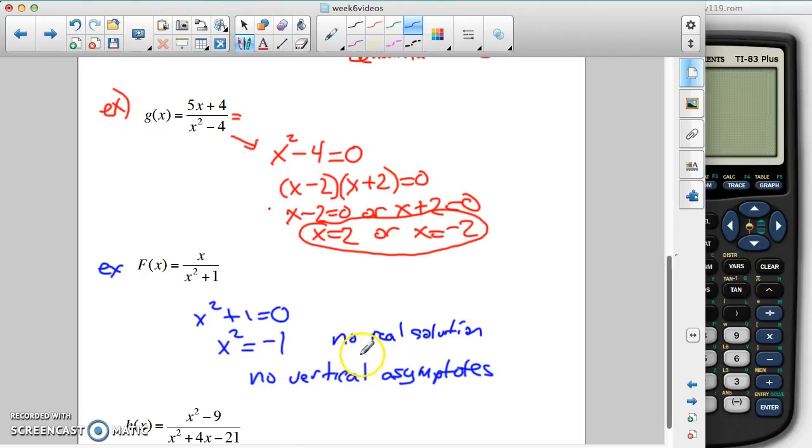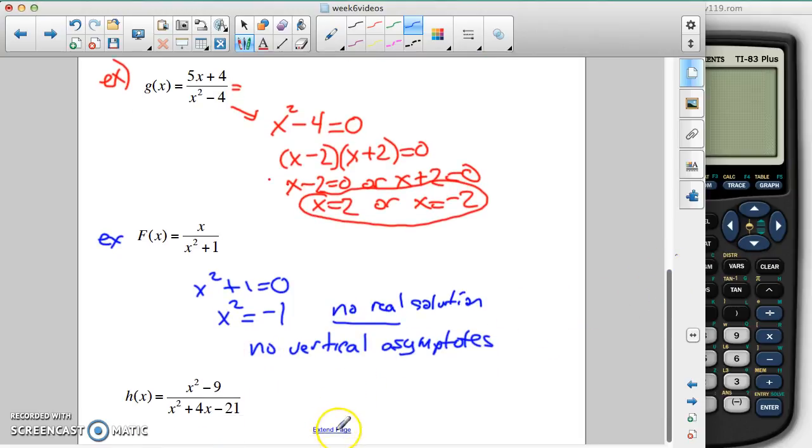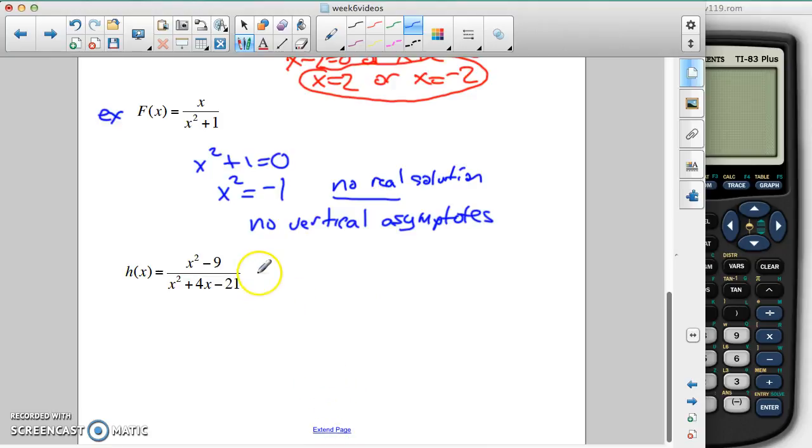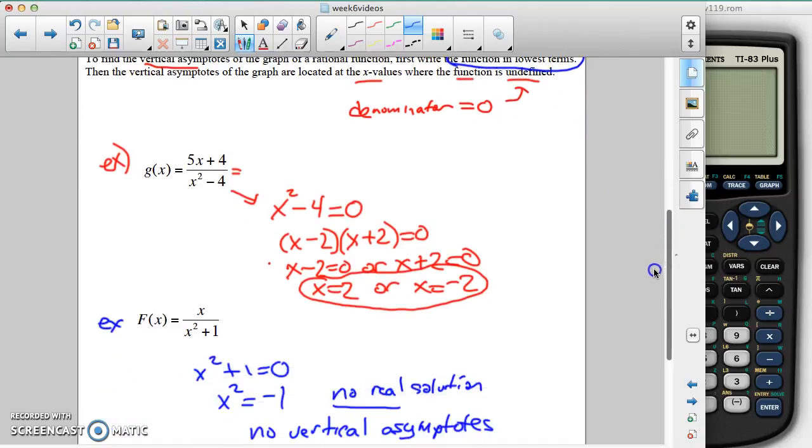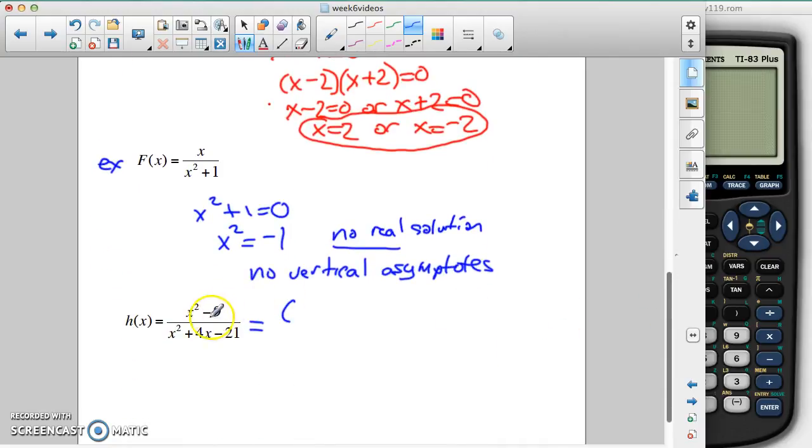There's no vertical asymptotes because there's no solution to this equation. Alright, and now we're going to look at this one as my last example. Now both of these can be factored, so I need to make sure I factor them to see if we have to check for a reduction, because it says up here we have to have the function in lowest terms. So the function has to be in lowest terms before we look at the denominator. So I need to factor these both.